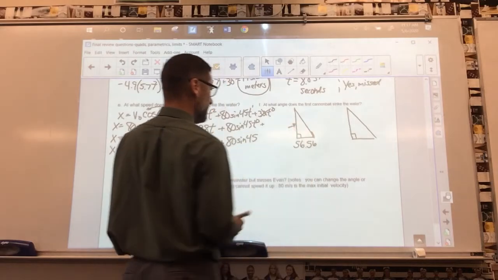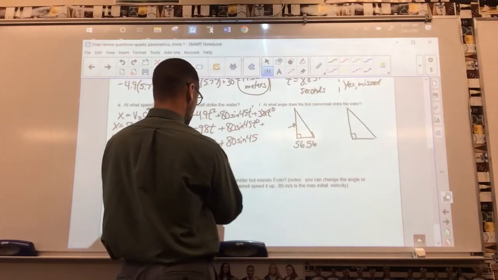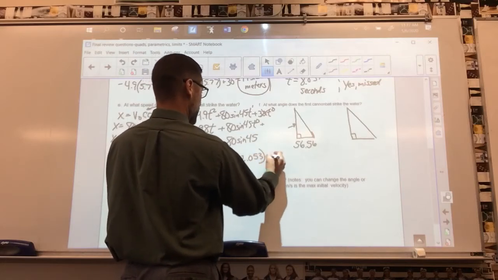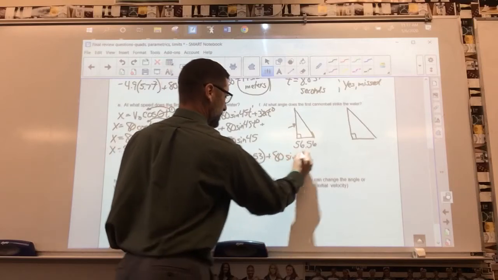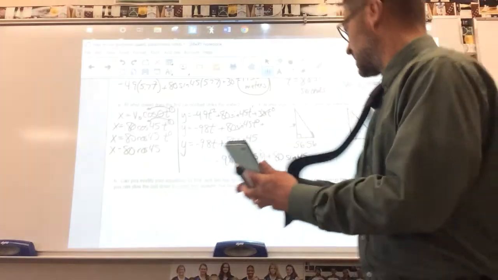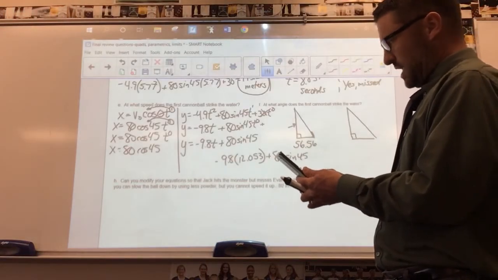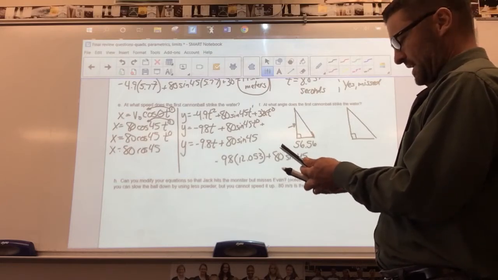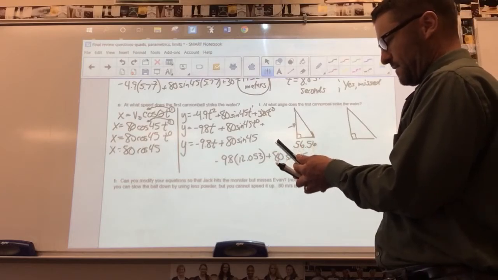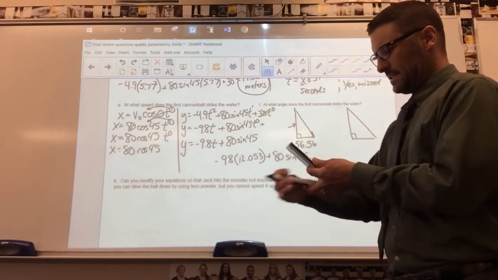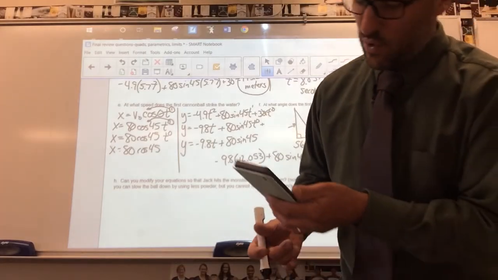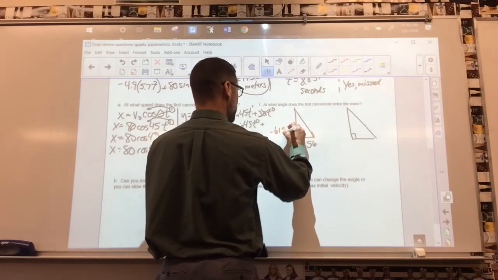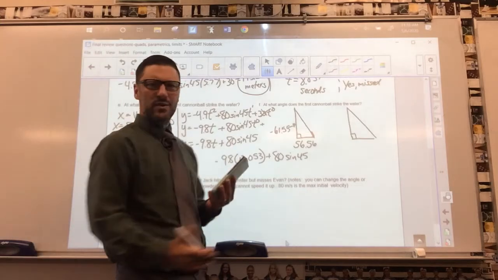So that little chunk will be negative 9.8 times 12.053 plus 80 sine of 45. I'm going to do that on my calculator: negative 9.8 times 12.053 plus 80 sine of 45. And I got negative 61.55. Oh, and that makes sense. It's going down.